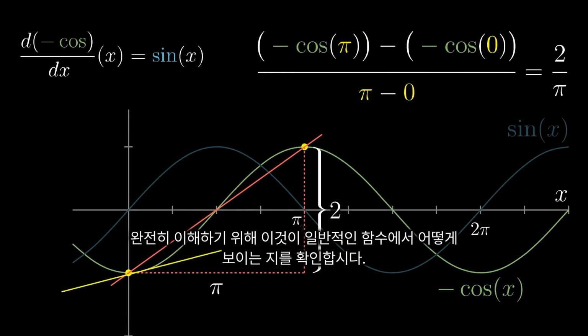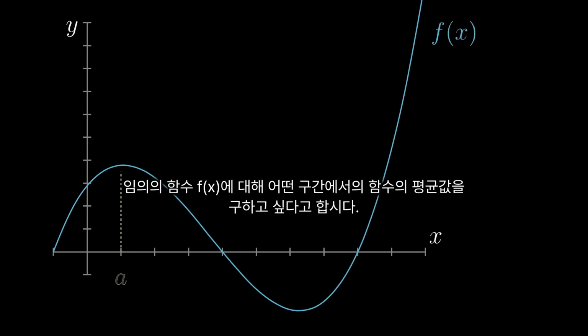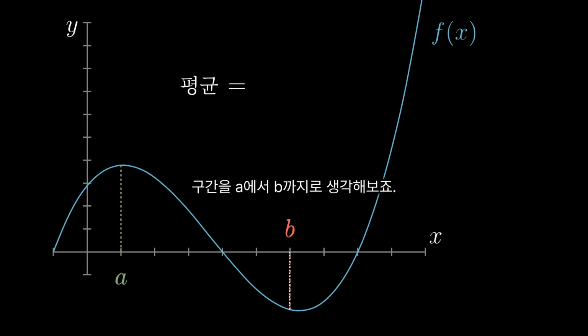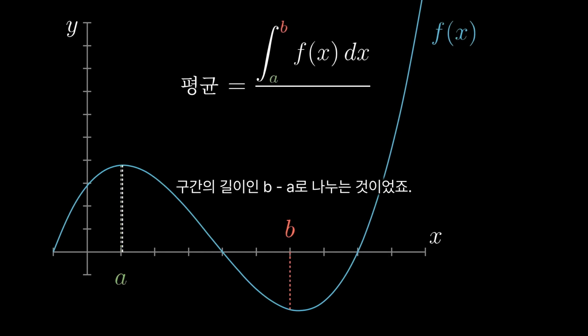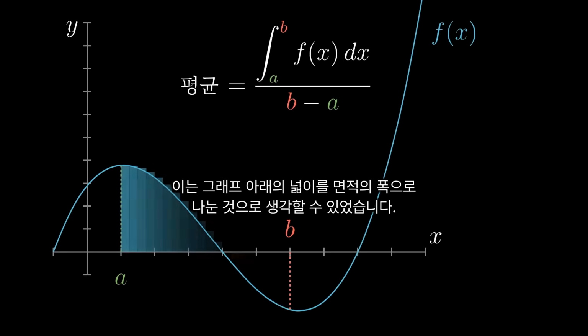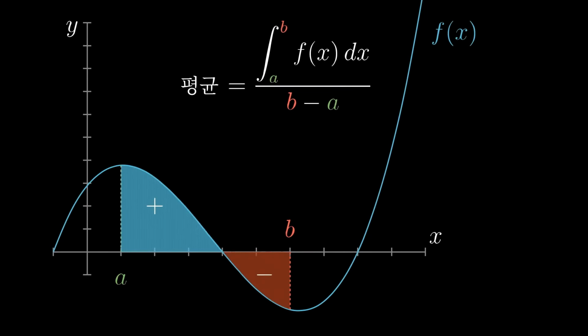To digest this idea, it helps to think about what it looks like for a general function. For any function, f of x, if you want to find its average value on some interval, say between a and b, what you do is take the integral of f on that interval divided by the width of that interval, b minus a. You can think of this as the area under the graph divided by its width, or more accurately, it is the signed area of that graph, since any area below the x-axis is counted as negative.